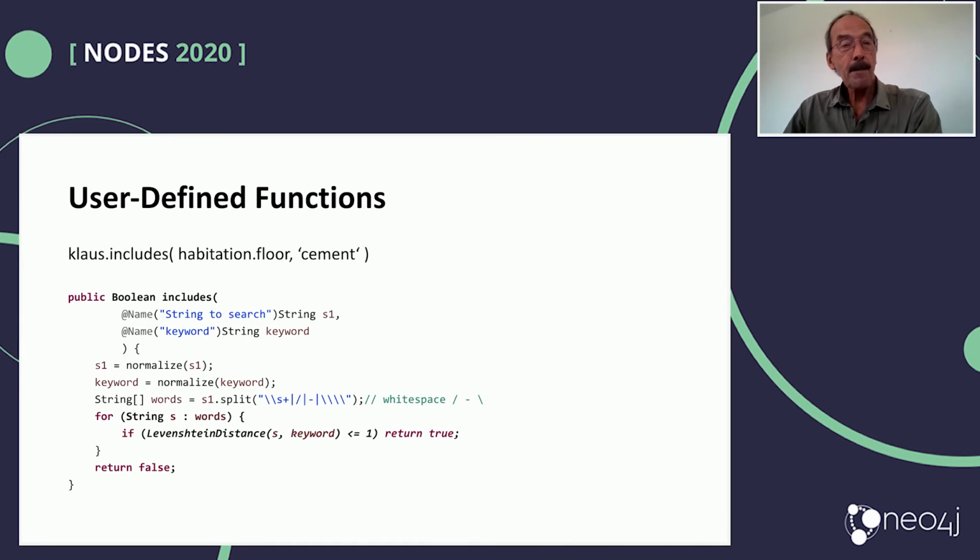This is the actual implementation of this second includes function. That's all it takes. It returns a value of true if a match is found, false otherwise. It normalizes both the property description and the keyword, the search term, then splits the description into words and tries to find a match between any of the words and the search string. If it finds a match, it returns true.